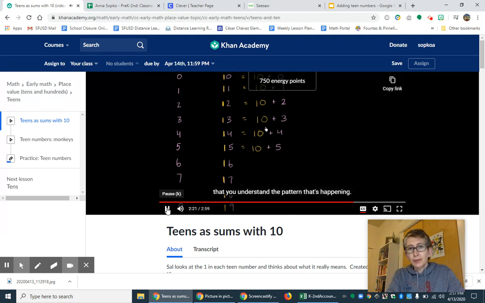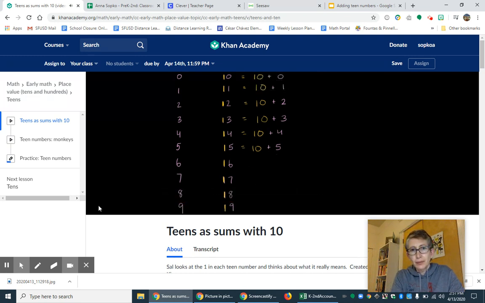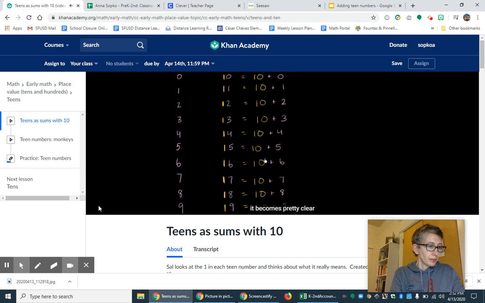Really just make sure that you understand the pattern that's happening. So let's do that. So 16, so I can even write them all like this. They're all going to be 10 plus something. So 16 is 10 plus 6, 17 is 10 plus 7, 18 is 10 plus 8, and 19 is 10 plus 9. And when you write it out like this, it becomes pretty clear that this 1 in each of these numbers represents 10, and then the digit on the right just represents that many ones.